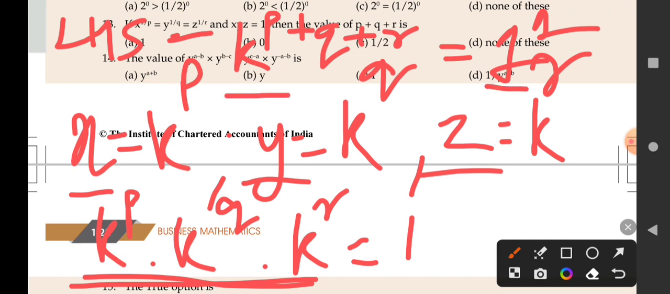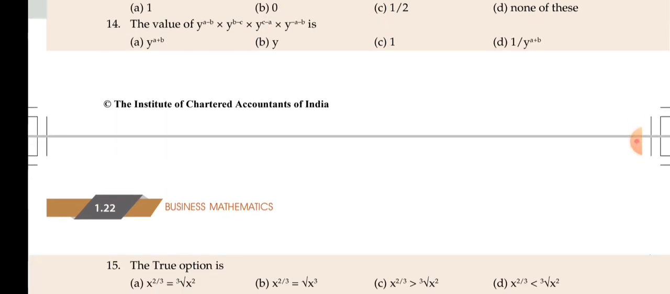You have same bases, and 1 means anything raised to 0 is 1. So what do you have? p plus q plus r is 0. You have to be very careful since k is not equal to 1. It is not given that k is not equal to 1. So if the left hand side is equal to 1, that means something raised to 0 is equal to 1, and that is p plus q plus r is equal to 0. I hope you understood this one.